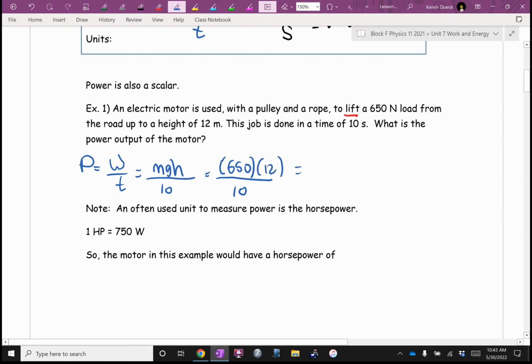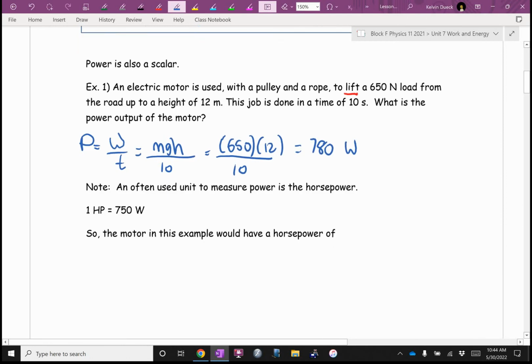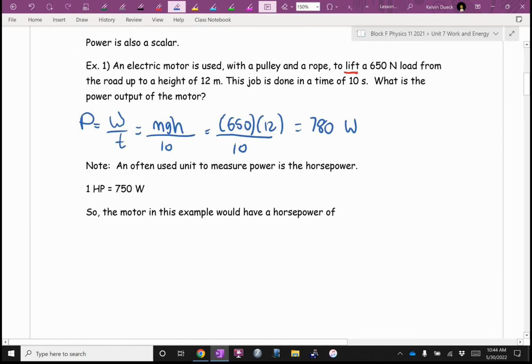Are you ready? 650 times 12 divided by 12. Should work out dead even. No decimals. What'd you get? 650. Power is measured in watts. That is the SI or metric unit for power. Watts.